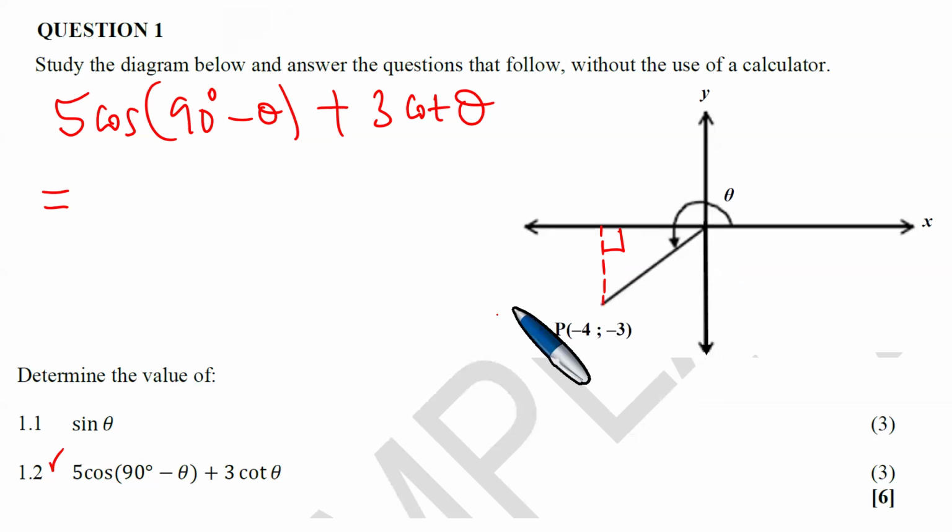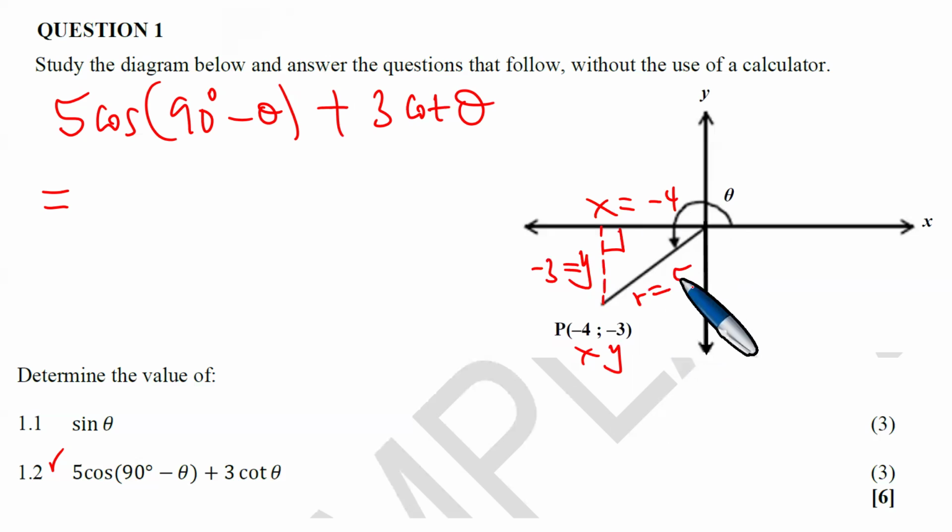As a matter of fact, there are a couple of things that you need to take into account here. At this point, what you have is at the sides, so this is like X and Y. Always do this: put the X and Y there. Then your X is minus 4, your Y is minus 3, and your R is 5. We got the 5 using Pythagoras theorem.